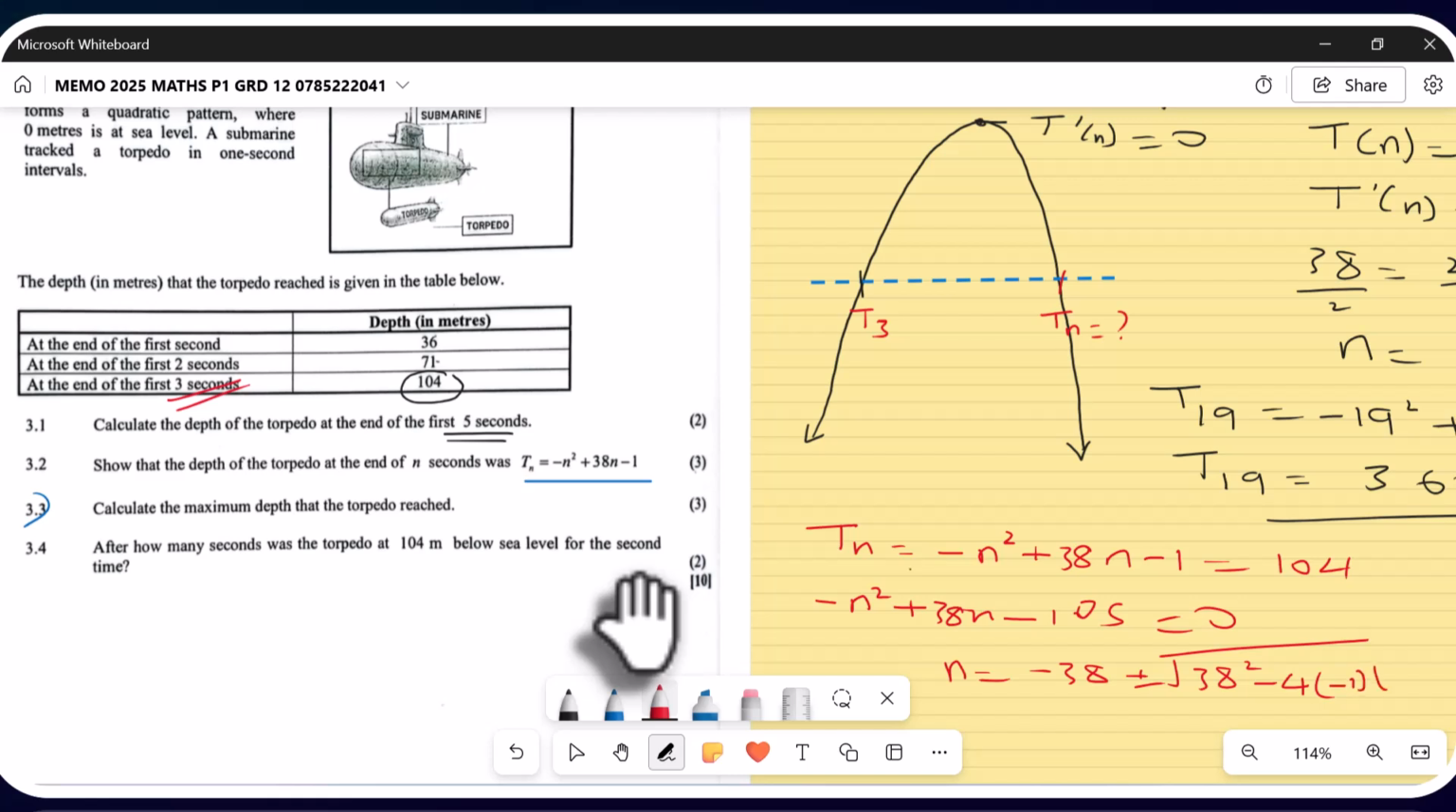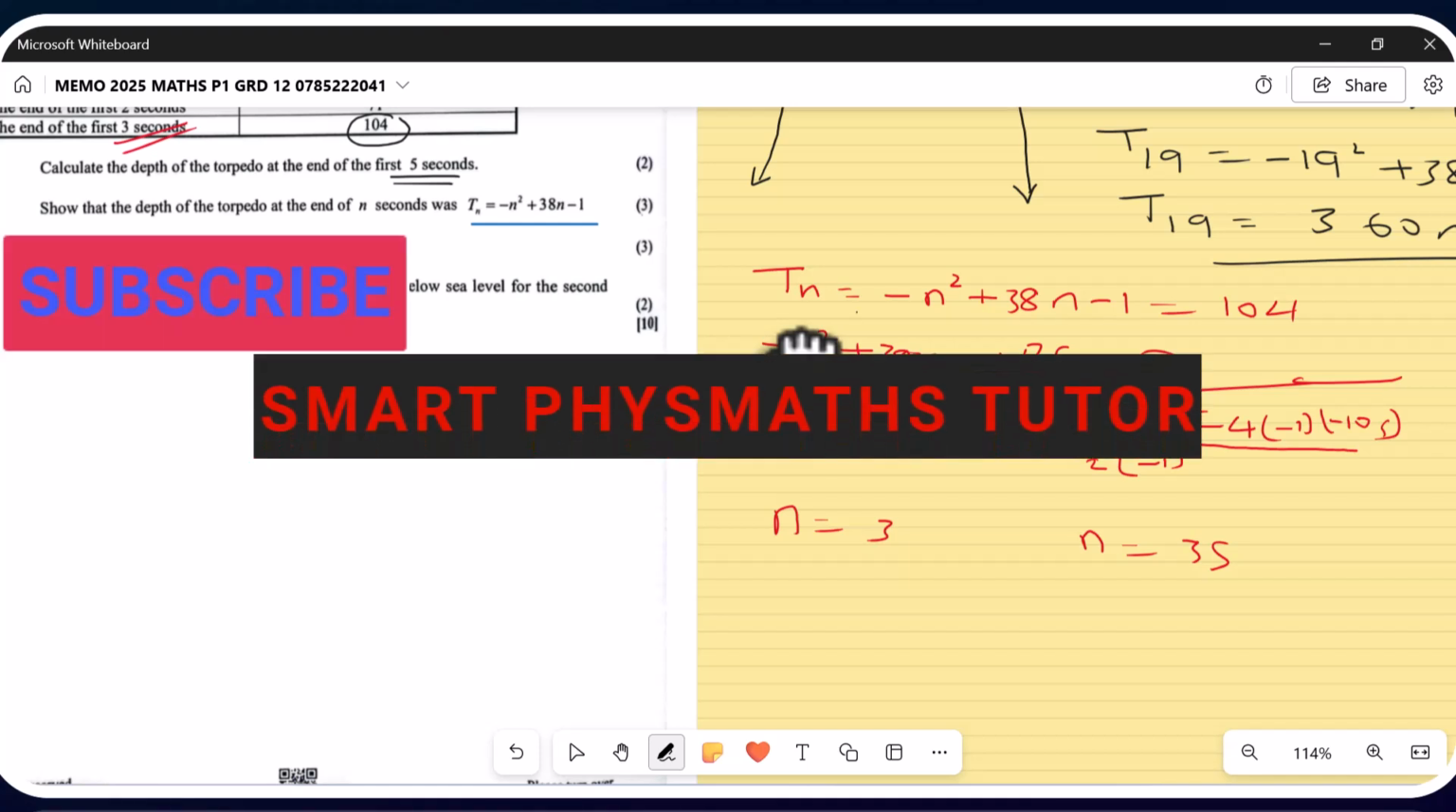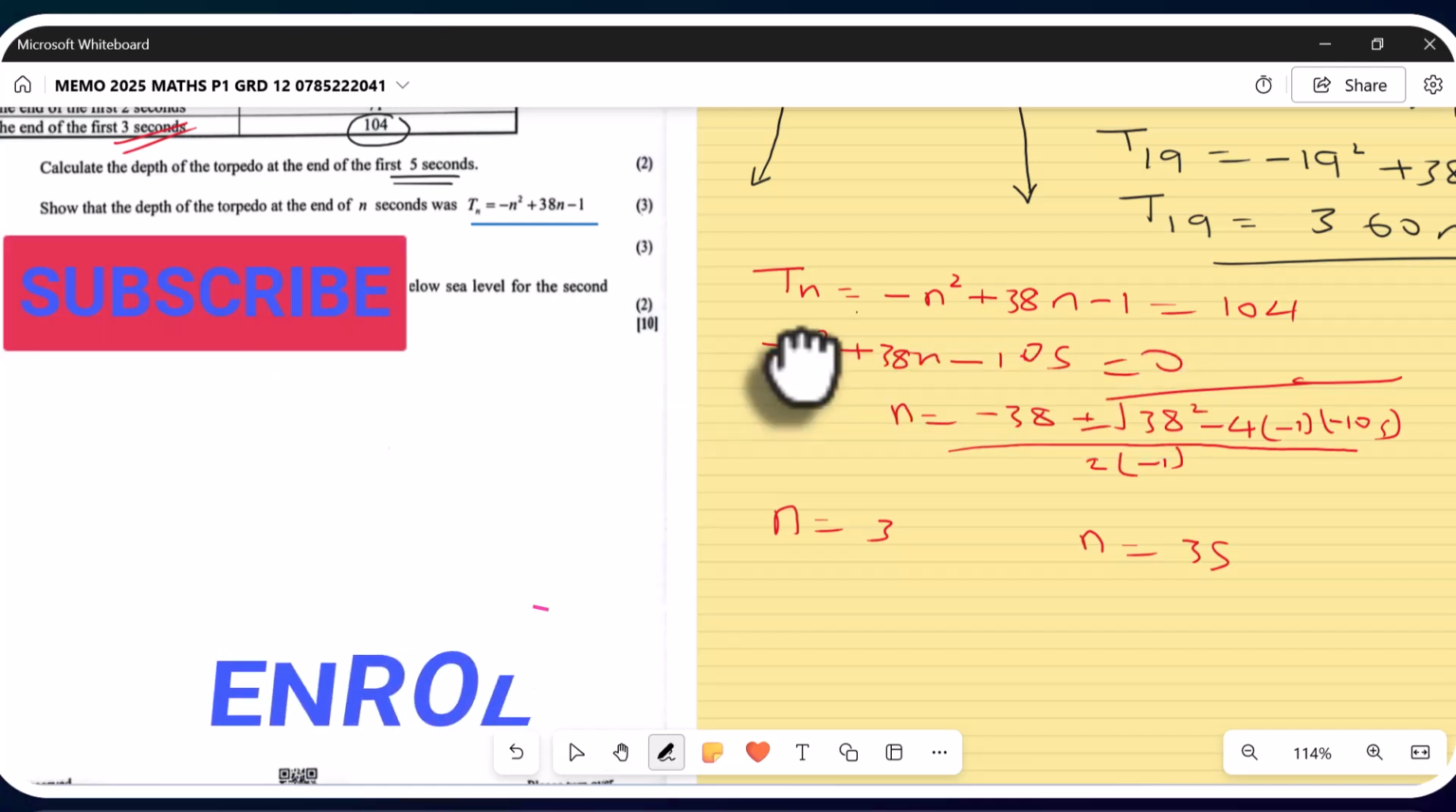Now calculators here, what do you get? From my calculator, I'm getting n equals 3 or n equals 35. So the question said, how many seconds to get this height again? So it's going to be after 35 seconds, meaning that T35 is when we get that same height of 104 meters. So the answer is after 35 seconds. All right, let us proceed.